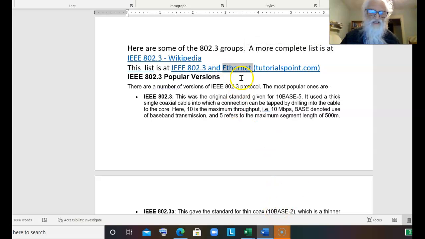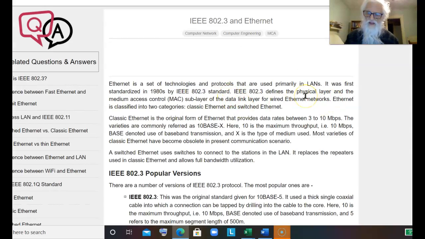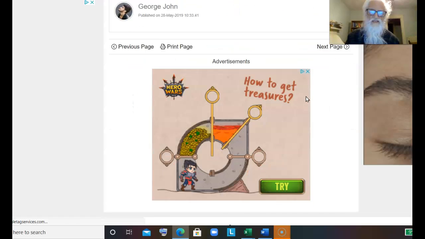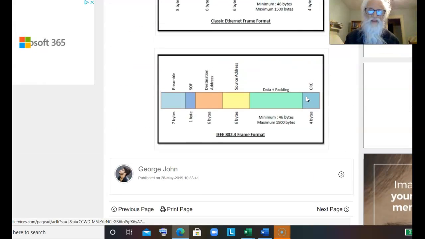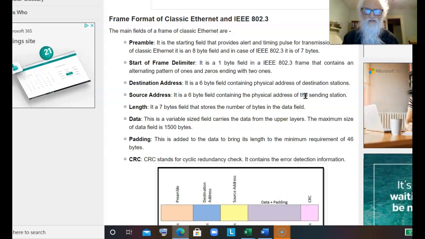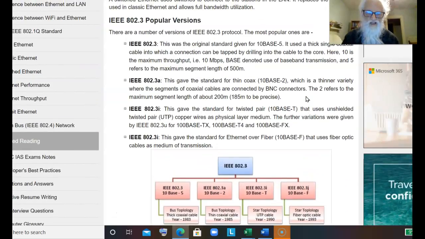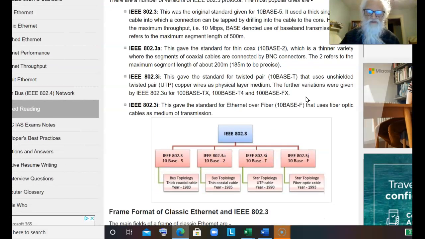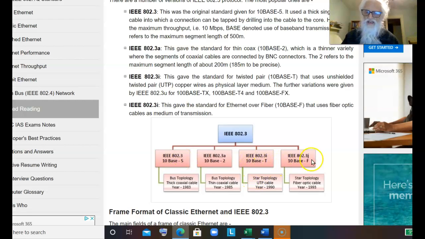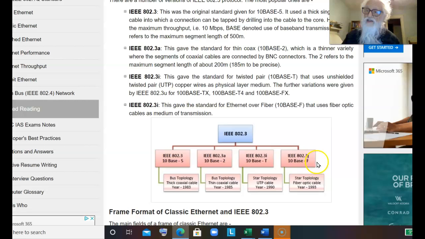Sure, I can get it. All right. Just look at all of these that are going to be coming. It's showing you some information, and then it shows you where this fits. We're going to talk about this 10 base 5 and 10 base F in a minute.